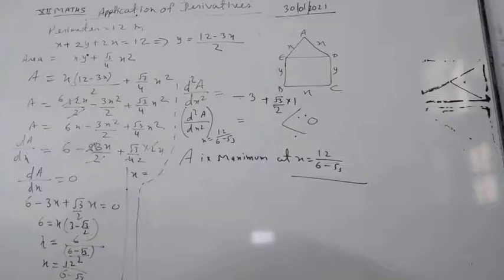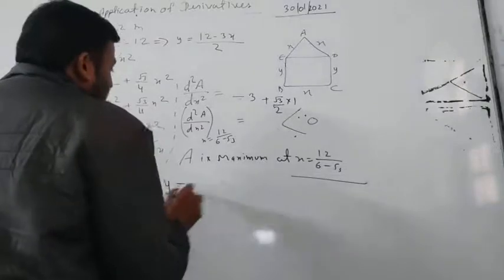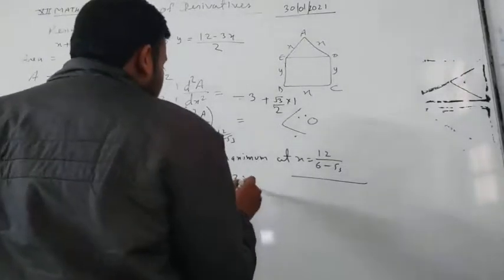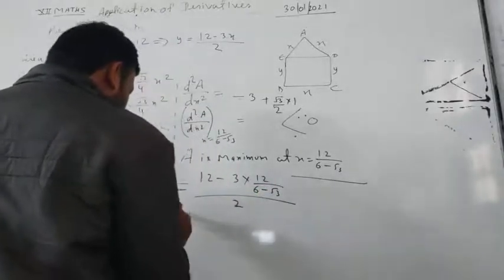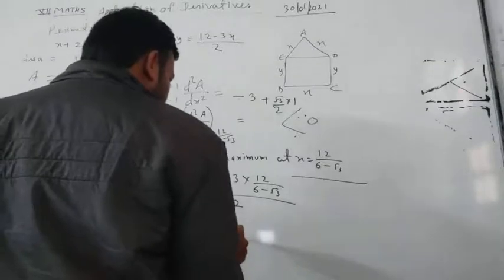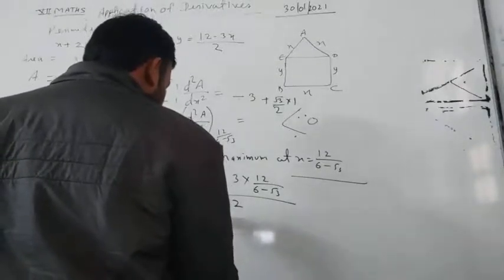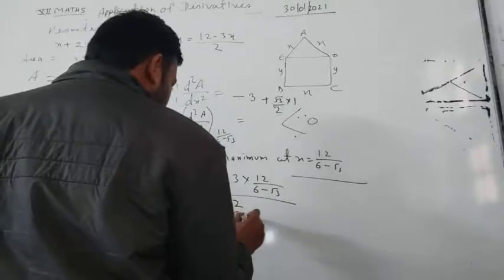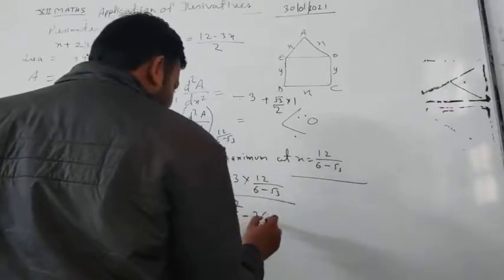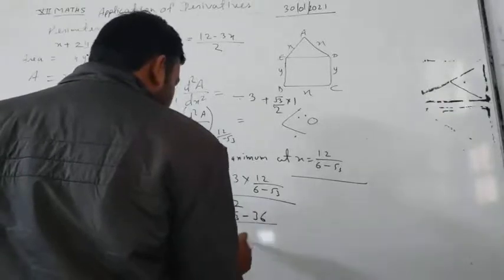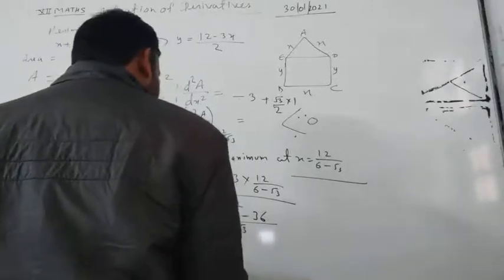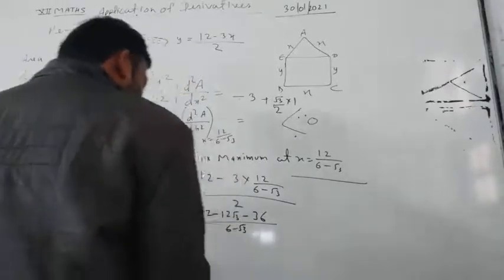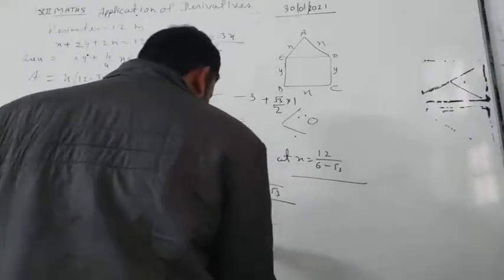Now with the help of x we can find our y. Substituting x = 12/(6 - √3), y = (6 - 3/2 x)... Okay students, so when we take LCM, this is 6 times (6 - √3) minus 12 √3... and this is students 6 - √3. Okay, and this is by 2.